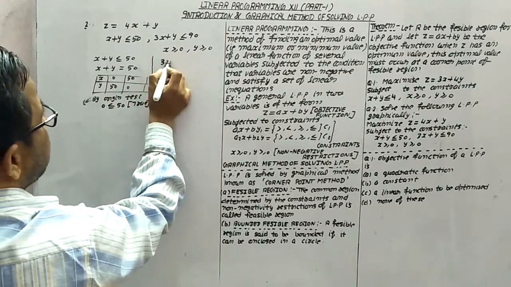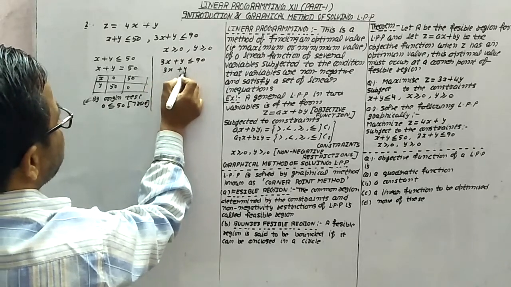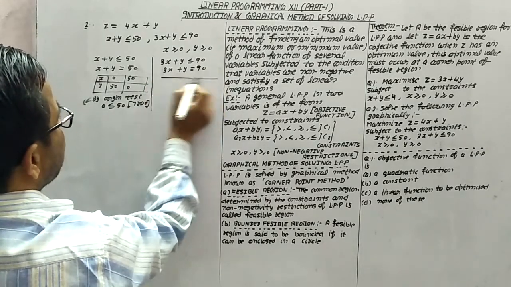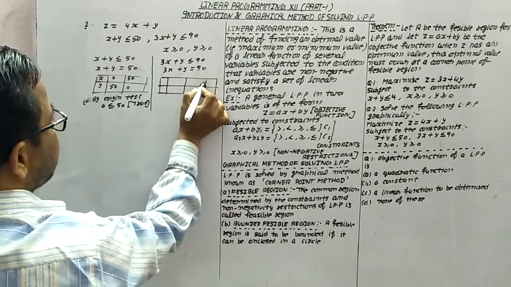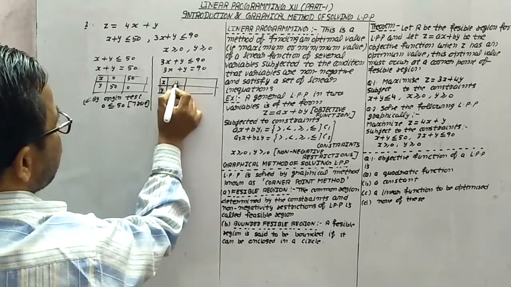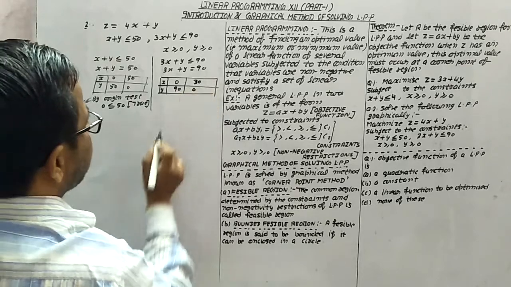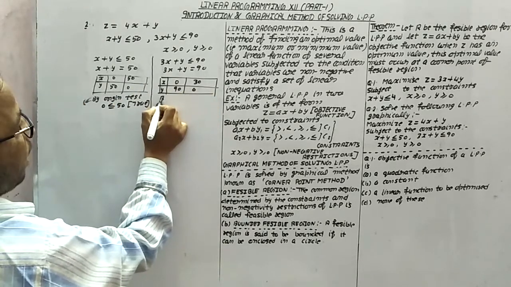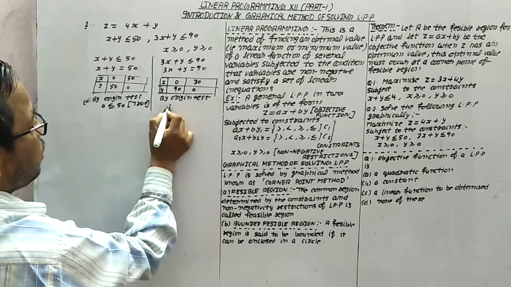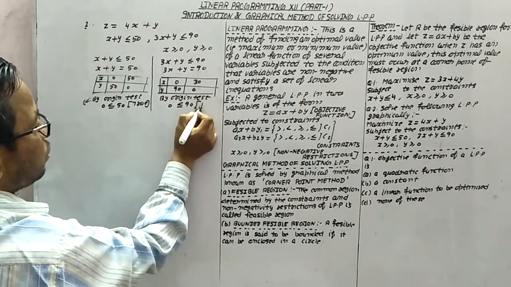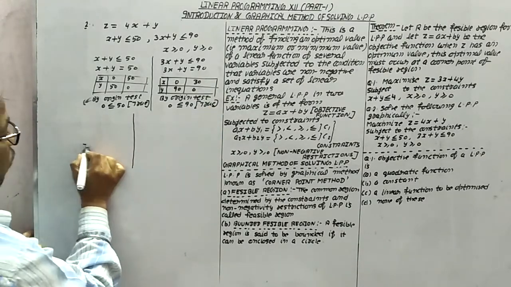Now come to this point, 3x plus y is less than or equal to 90. It means 3x plus y equals 90. First of all, find the points. To find the points, if x is 0, y is 90. If y is 0, x is 30. Now, by the origin test, we have 0 less than or equal to 90, which is also true. Now we have to draw the graph of this.